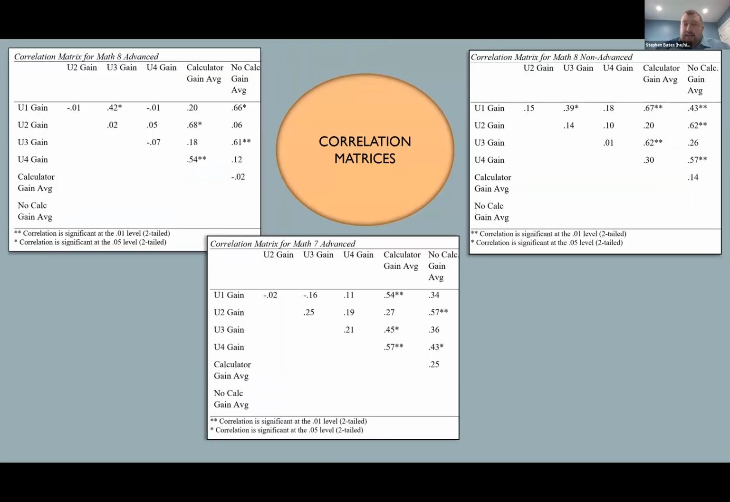So before diving into any heavy stats analysis, I looked at different correlations to compare gain scores between tests and their calculator gain and no calculator gain averages. And largely what I found, regardless of their class, was that when they used the calculator on an assessment, their calculator gain average was significantly correlated to their gain score. And likewise, when they didn't use the graphing calculator, their no calculator gain average was significantly correlated to their gain score.